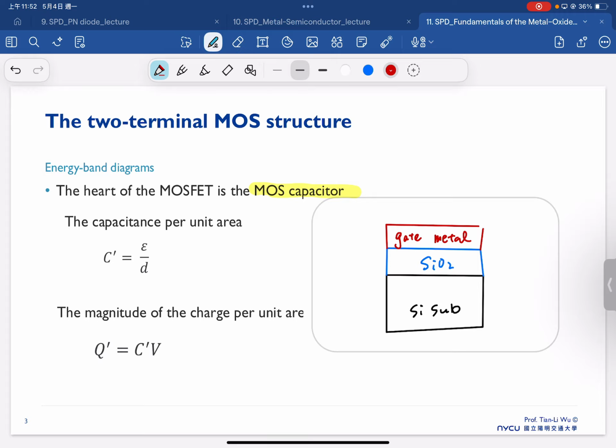To estimate the capacitance, we normally need to know the dielectric constant of the oxide and also the thickness of the dielectric. So we need to know ε_ox and t_ox. The capacitance can be estimated by the dielectric constant over the distance, which is equal to ε_r times ε_0 over t_ox.